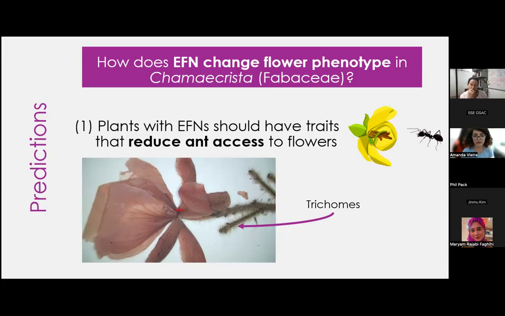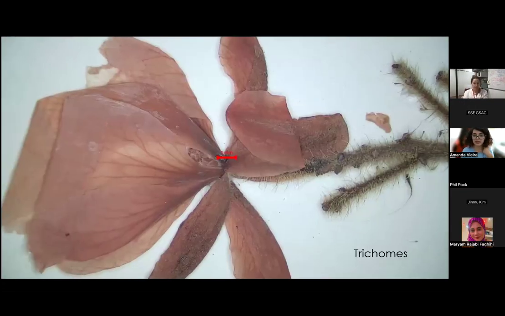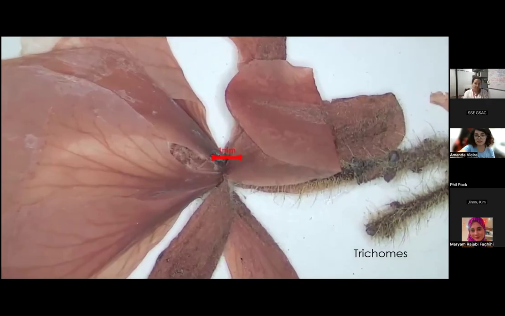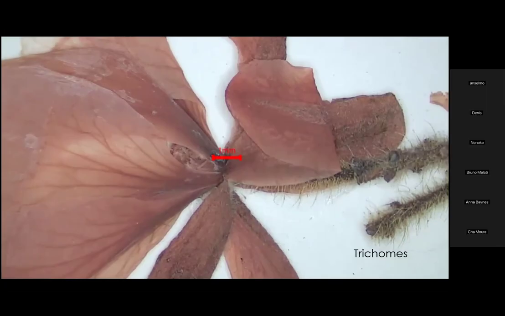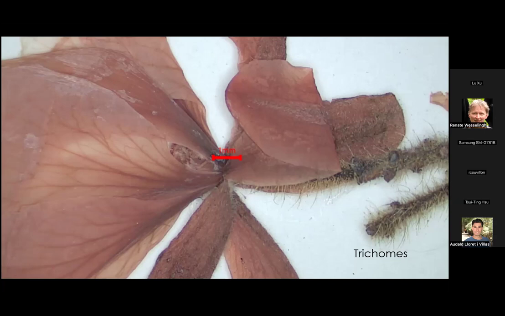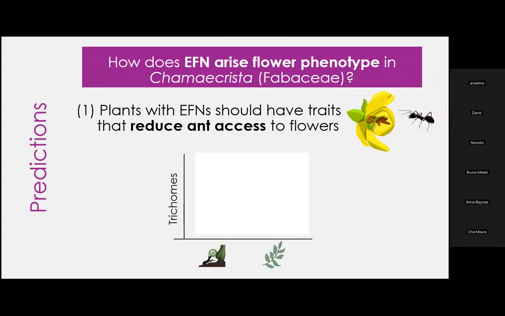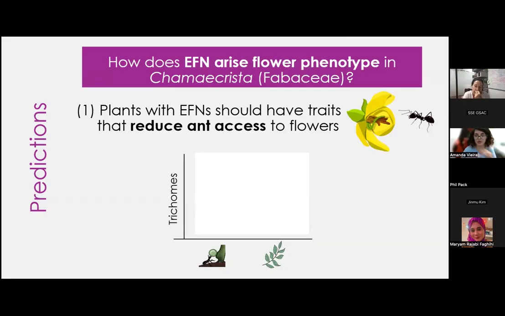So here we have Chamaecrista auriculata. They have a huge amount of trichomes. You can see the petal of the flower. And trichomes might prevent ant access. They might be hard for ants to walk on and reach flowers with this huge amount of trichomes. So I'm going to show you a bunch of figures right now with my predictions. They are all in figures.